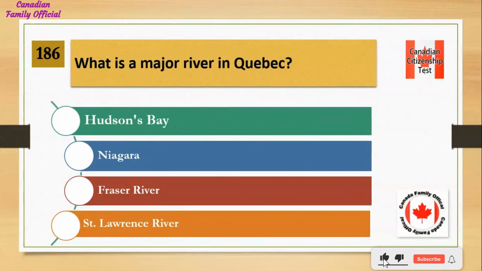What is a major river in Quebec? Number 1, Hudson's Bay. Number 2, Niagara. Number 3, Fraser River. Number 4, St. Lawrence River. And the answer is St. Lawrence River.